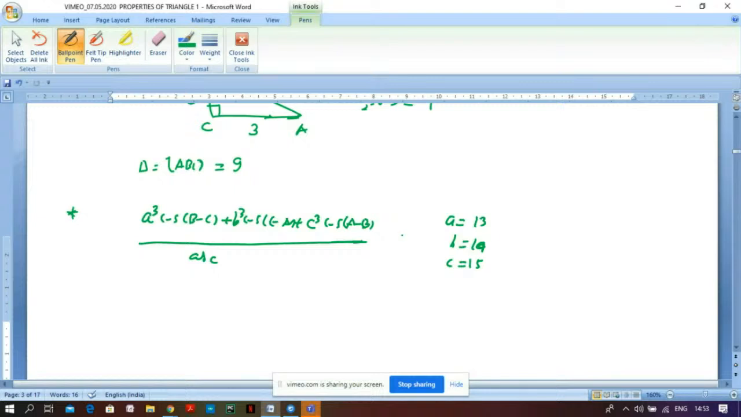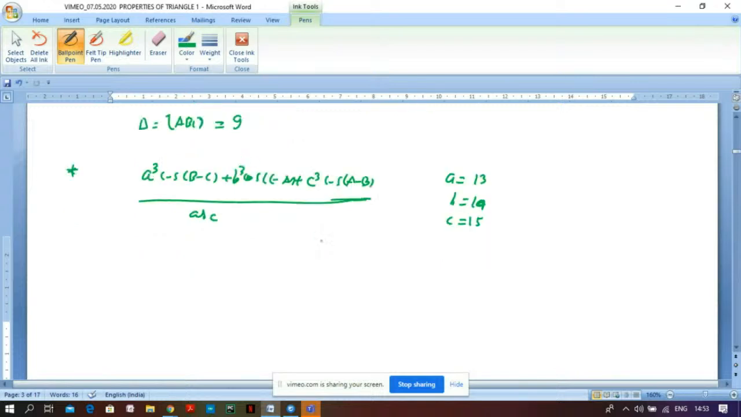I want to find for this triangle this ratio, a cube cos of b minus c plus b cube times cos of c minus a plus c cube times cos of a minus b. And that's a cyclic expression. And so we will deal with one term at a time. So given these things, I'll focus on a cube cos of b minus c. So let's focus on this term, a cube times cos of b minus c.